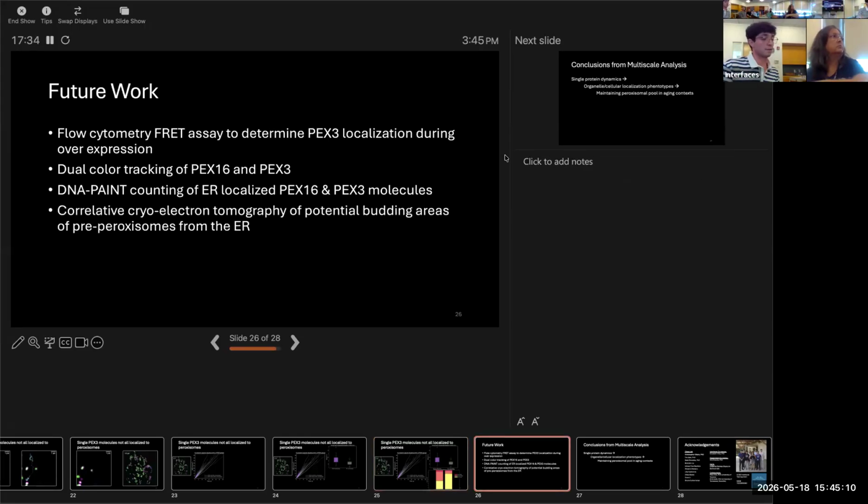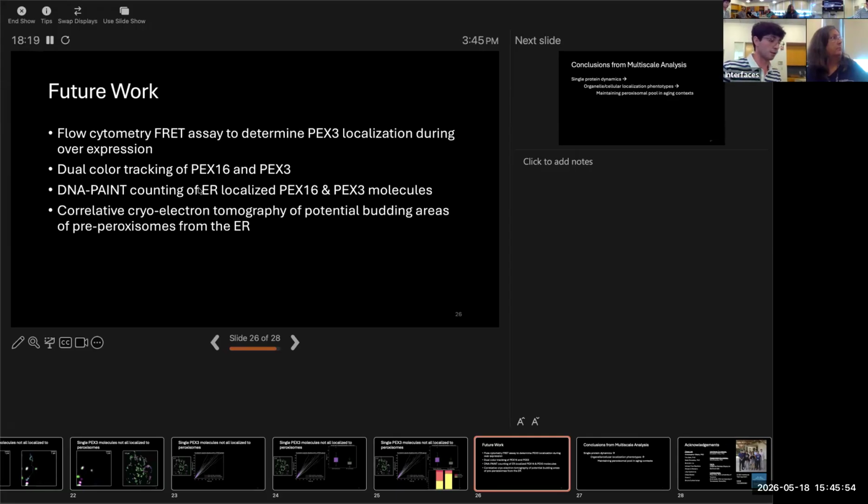The future work that I have coming up relatively soon is this new FRET assay that I'll be doing with the flow cytometer in our lab, basically to see, during overexpression, the ratios of PEX3 localized to different compartments within the cells. So within peroxisomes, the cytoplasm, which hopefully should be 0, and then the ER and the mitochondria. Eventually, once I get my PEX16 endogenous line working well, I'll be doing dual color tracking of PEX16 and PEX3 together to see if they are having any coordinated motion. That could be indicative of the formation of a budding subdomain.